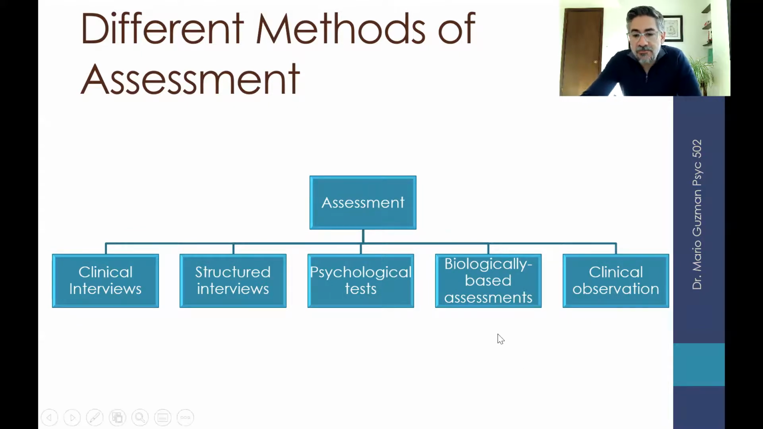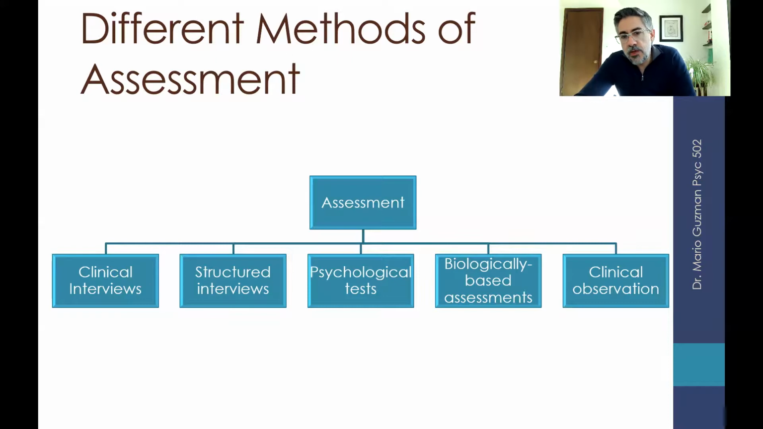Then biological-based assessment. This is when we are looking for biological markers, and these biological markers can help us identify if there's something going on with the body. Now that sounds awesome, but remember that I already told you we don't really know the causes of the disorders, and there's no biological marker that can tell us that a person has a specific disorder. Then why are we using this? Because they can provide some information that can be useful for us.